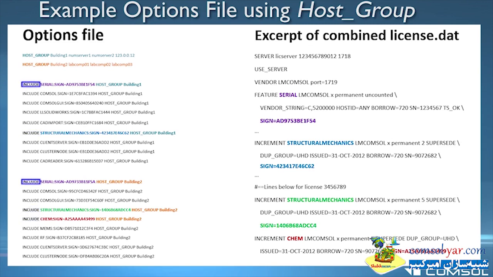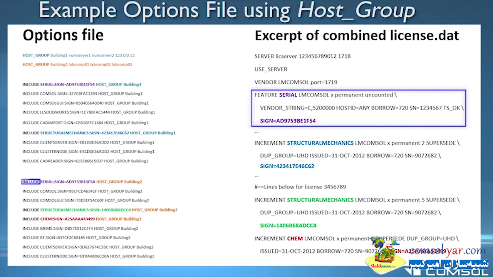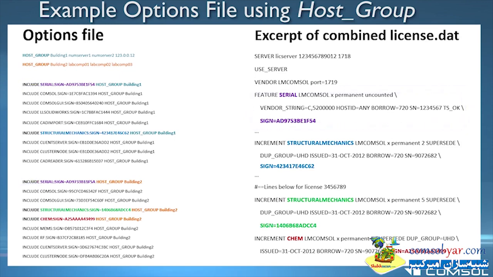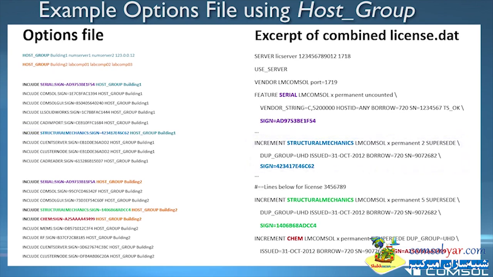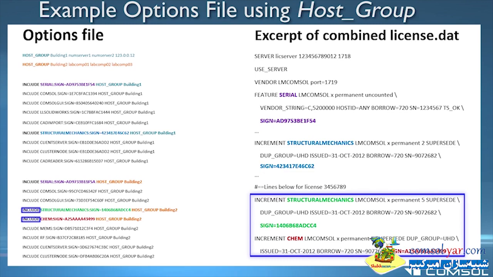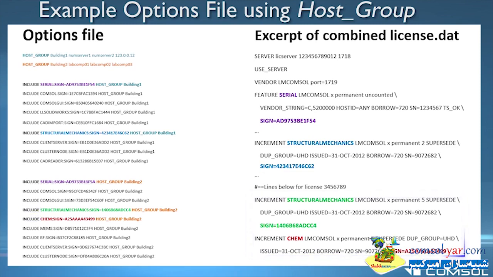So in this example, both building 1 and building 2 groups are allowed to use the feature serial sign equals AD97530BE1F54, which is version X of the Comsol license. Only computers in Building 1 are allowed to use the 2 seats of the Structural Mechanics module, with sign equals 423.417E46C62, which was in the License 1 portion of the combined file. And only Building 2 computers are allowed to use 5 seats each of the Structural Mechanics module and the Chemical Reaction Engineering module, which are in the License 2 portion of the combined file.